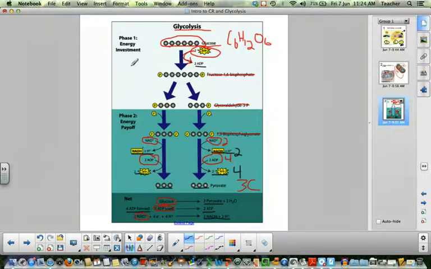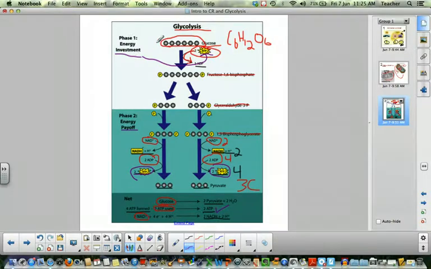Let's go back up here just really quickly. There's the energy investment phase. Why is it called that? Well, because I had to invest 2 ATP to energize glucose and split it. Down here, though, it's the energy payoff phase because I end up making more ATP than I invested in the first place, for a net total of 2 ATP. So you can break it down like that.